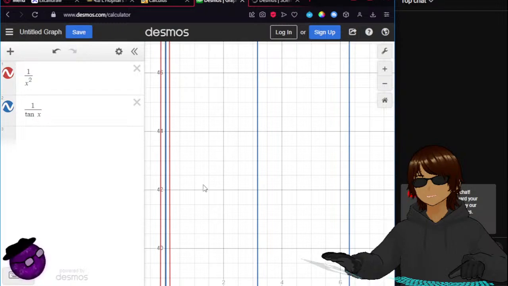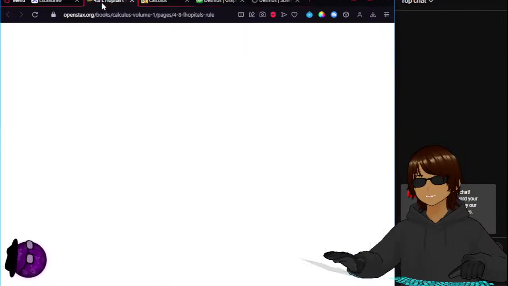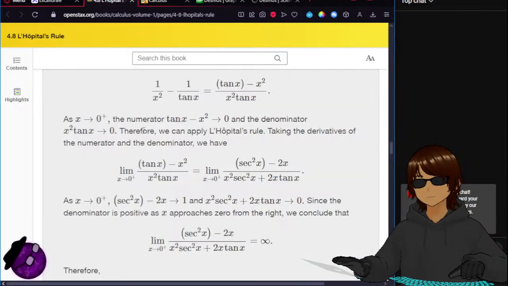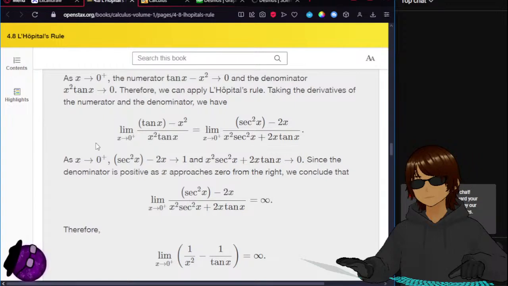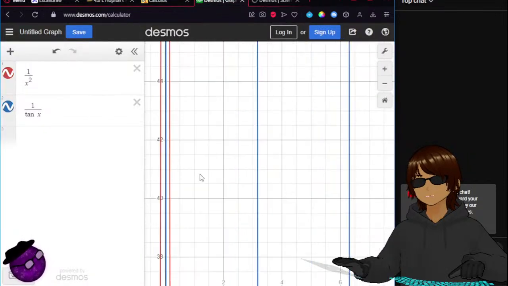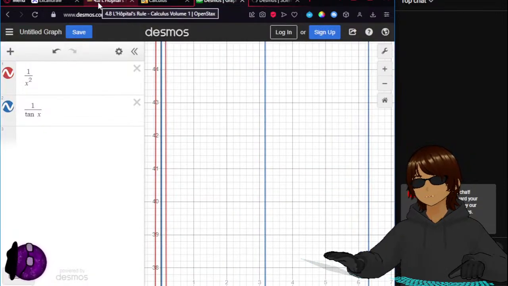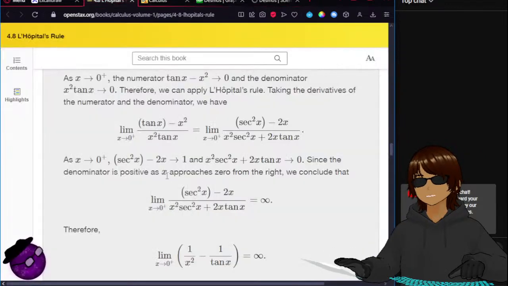One over tan x grows faster than 1 over x squared, right? But they both grow to infinity. We need to check whether their difference grows to infinity or not.